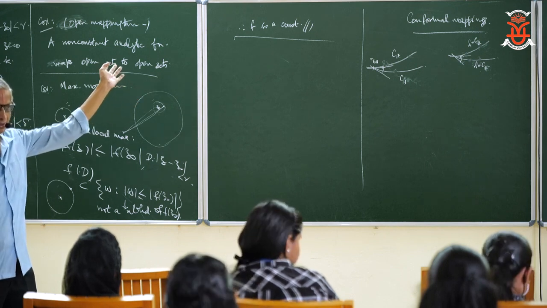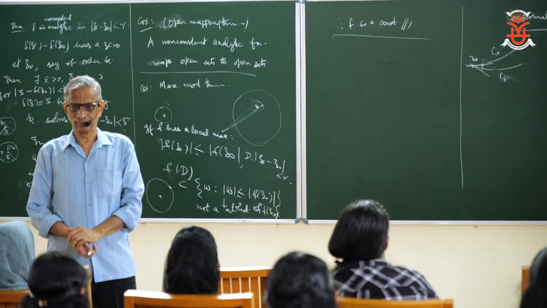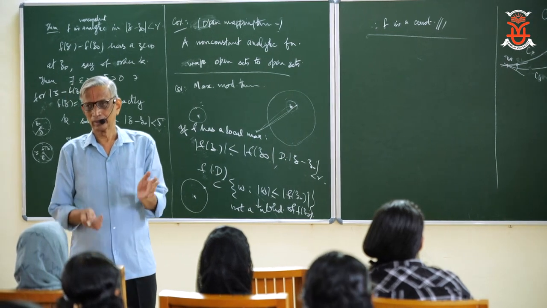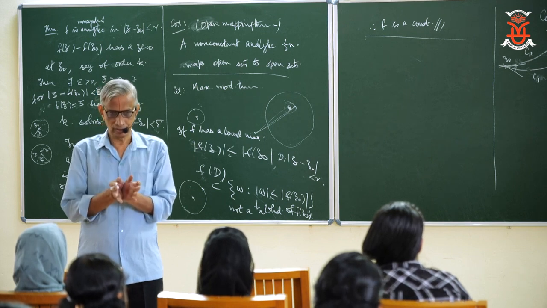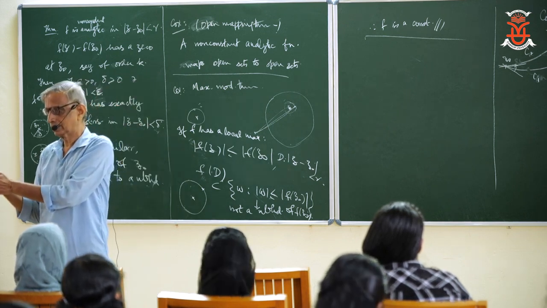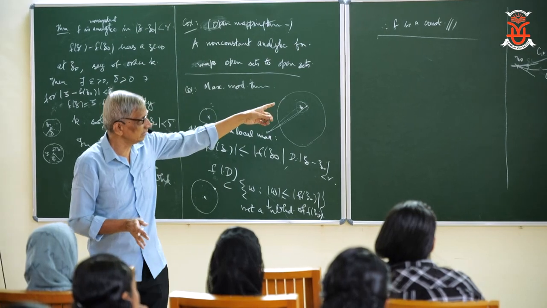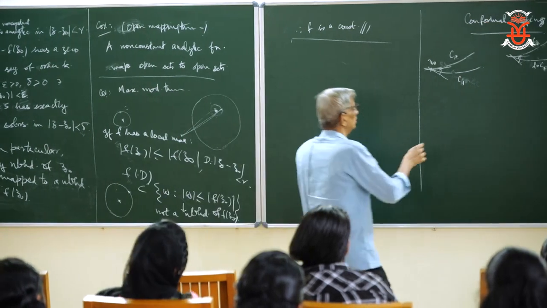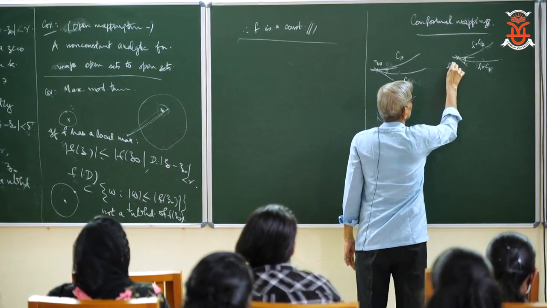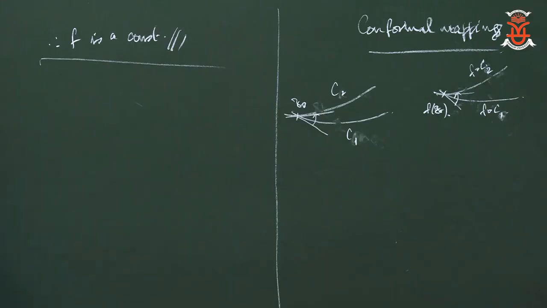So the question is, when are the two angles the same? The angle between two curves at a point z0 and the angle between the image curves at f(z0). If these two intersect at z0, the image curves will intersect at f(z0), right? Okay, so let us start by looking at some simple examples.